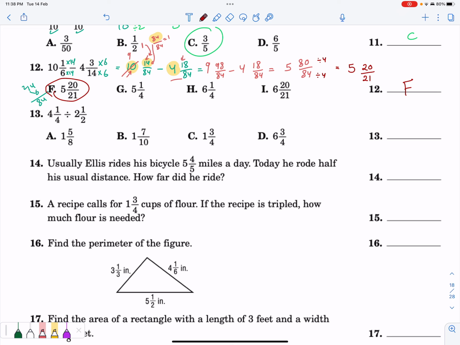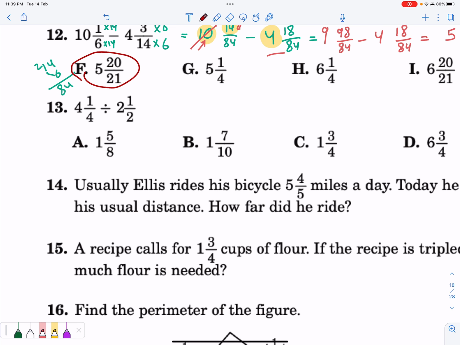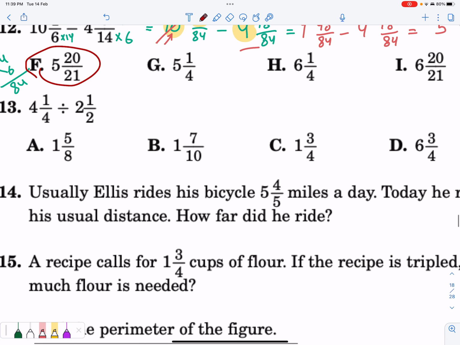Question 13. I have two mixed numbers that we need to divide over each other. So to do that, we need to first write them as regular fractions. Okay, so we need to convert these mixed numbers to improper fractions. 4 times 4, 16, plus 1, 17 over 4, right? Divided by, let's do the other fraction, 2 times 2 is 4, plus 1, 5 over 2.